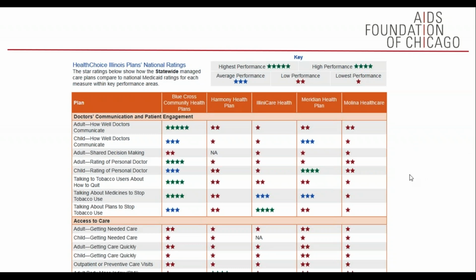And so the online version of this report card allows you to compare the different Medicaid MCOs, not only how they're doing within an overall category, but also how they're doing within specific metrics within each category. So it's a little bit more nuanced look at the Medicaid MCO's performance that's available online versus what is available in a print format. Next slide, please.